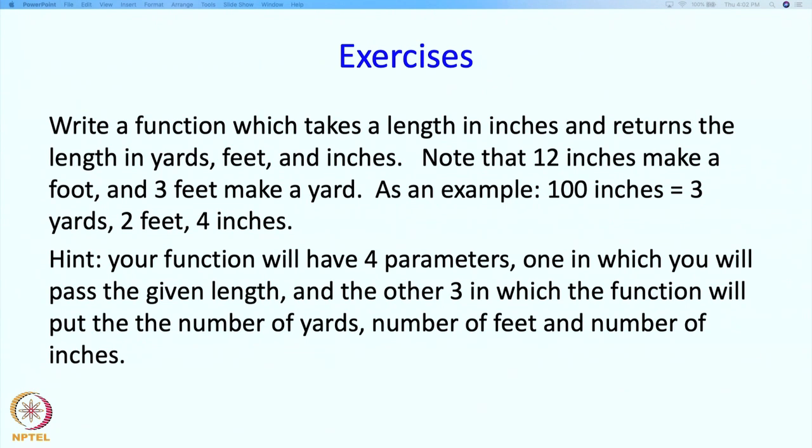Clearly, you are expected to be returning 3 values, and therefore you should have 4 parameters, one in which you will pass the given length and the other 3 in which the function will put the number of yards, number of feet and number of inches.